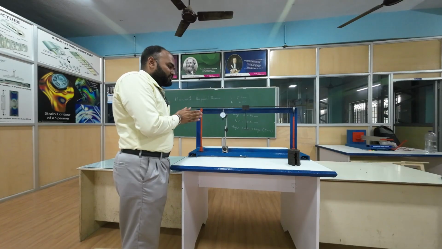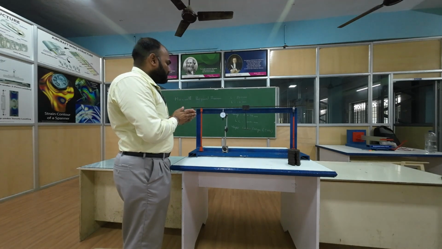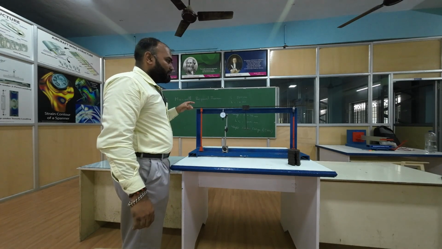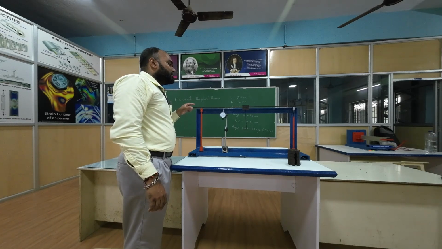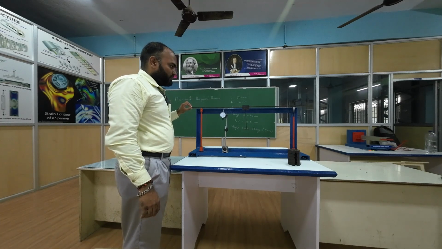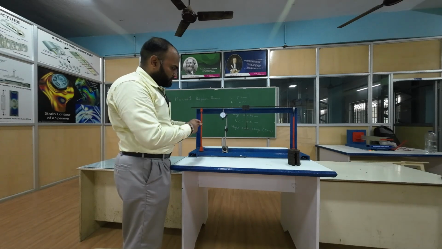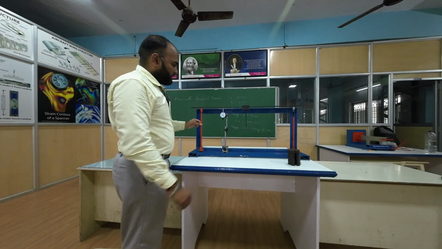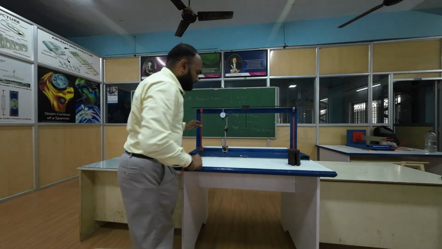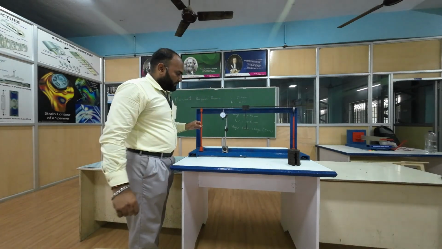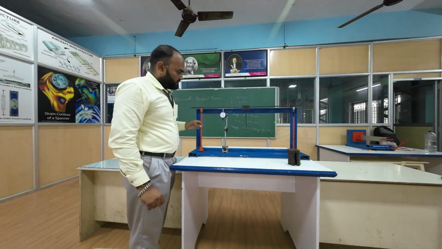We have an experimental setup for verifying Maxwell's reciprocal theorem. We have a beam of 800 mm length, 12 millimeter width and 6 millimeter thickness. This beam is placed over supports, which you can see on two sides, and then we have a weight holder wherein we can keep weights such that load can be applied at that particular point. We have a magnetic stand with a dial gauge to sense the deflection.